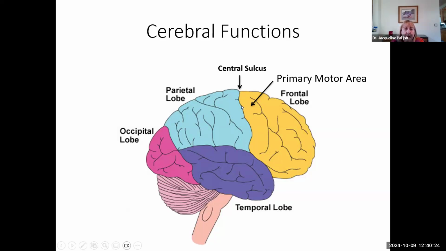Now, moving into the parietal area, right on the other side of the central sulcus, this is going to be our primary sensory area for our body. Okay, so we're not talking sensory for our internal organs, we're talking sensory for the same areas of our body that we had the primary motor areas. Okay. Continuing on, the occipital lobe is going to give us our sense of vision, and the temporal lobe is going to give us our sense of hearing.